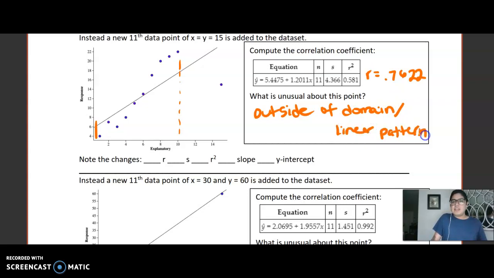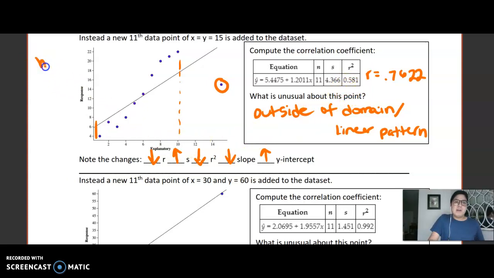So let's note some changes that we see here. From our original computer output, the correlation coefficient has decreased, which means my coefficient of determination is going to increase. My standard deviation of the residuals has increased, my slope decreased, and my y-intercept increased. And again, I'm just referencing the original computer output there on page 10. So this point out here, it's outside of the domain. It's affecting the correlation coefficient and the coefficient of determination. It's outside of the pattern.